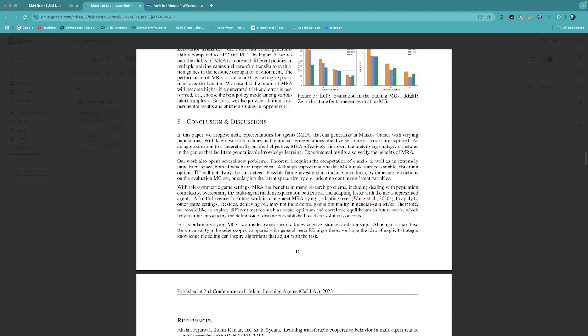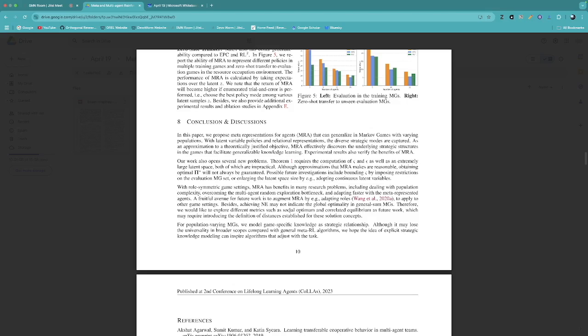Theorem 1 requires the computation as well as an extremely large latent space, both of which are impractical. Although approximations that MRA makes are reasonable, obtaining optimal values will not always be guaranteed. Possible future investigations include bounding by imposing restrictions on the evaluation set or enlarging the latent space size. With role-symmetric game settings, MRA has benefits in many research problems, including dealing with population complexity, overcoming the multi-agent random exploration bottleneck, and adapting faster with the meta-represented agents. A fruitful avenue for future work is to augment MRA by adapting roles to apply to other game settings.